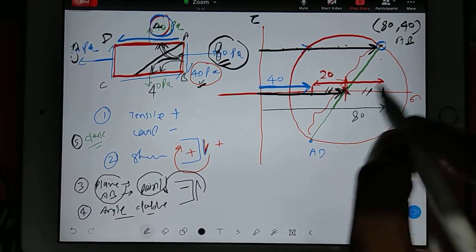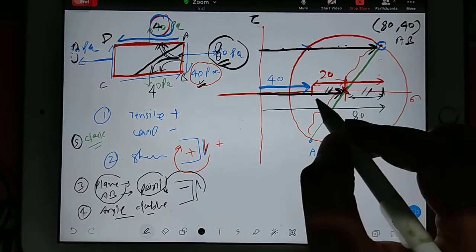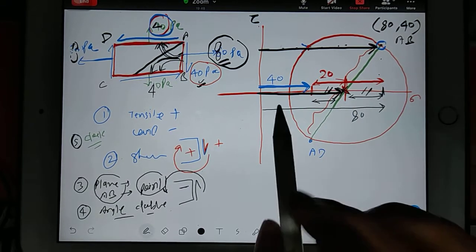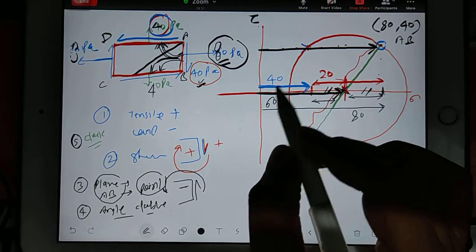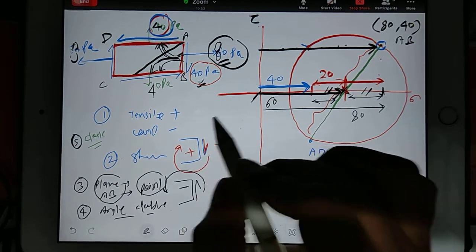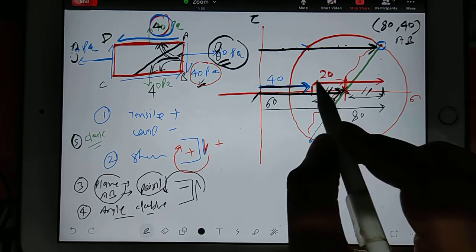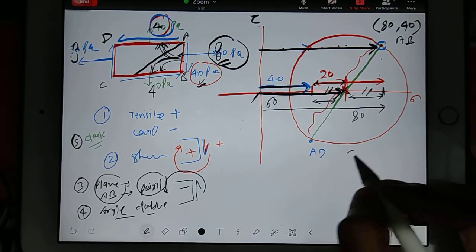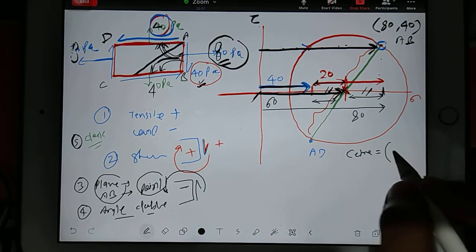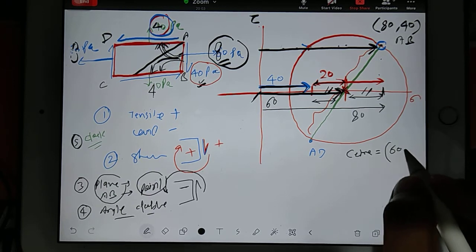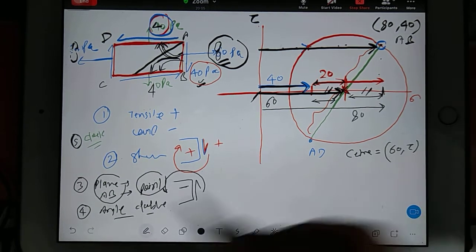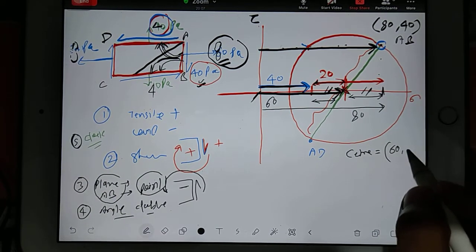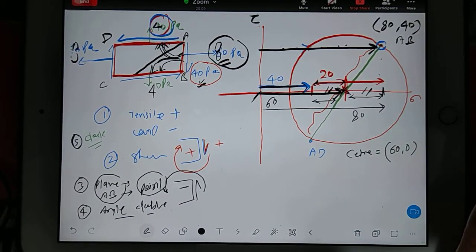So this center coordinate became 20. It means this length is 20, this length is 20. So center coordinate became 60 actually, because from here we have to measure, right? So till here it is 40, and after that 20 more. So you got center coordinate 60. So your coordinate will be at 60, but shear stress 0. So 60 comma 0 became your center coordinate.